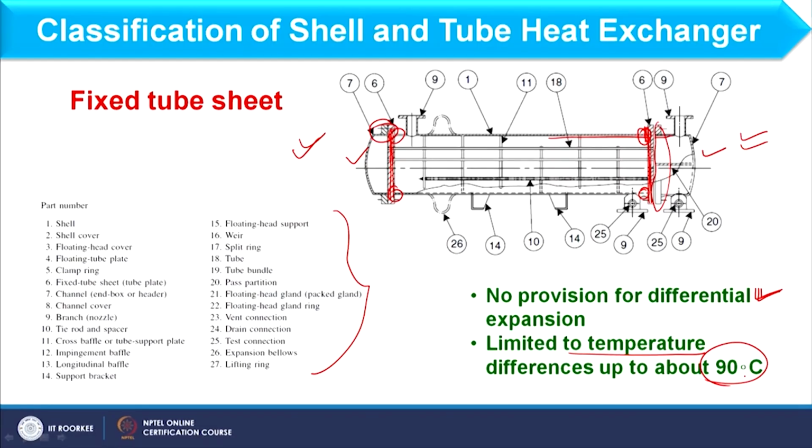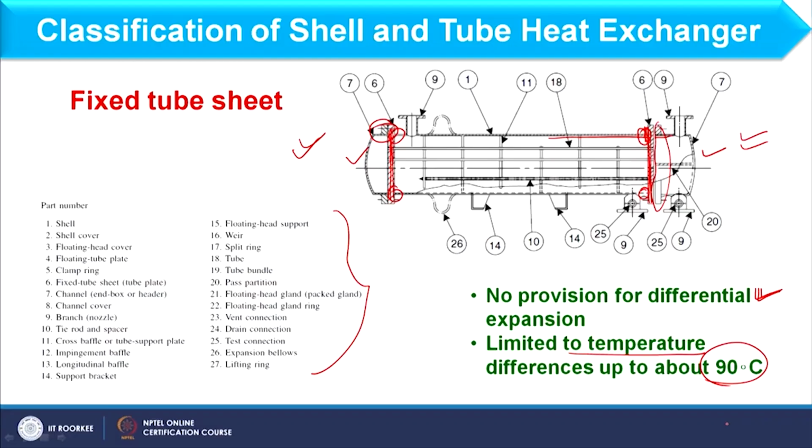Now if I ask you what is the advantage of this, because obviously there must be some advantage, since it is being used in industries. The advantage is, it is very cheap in comparison to other shell and tube heat exchangers, which we are going to discuss in subsequent slides. So you see, the advantage is in terms of cost, the disadvantage is in terms of utility, right. This limitation of fixed tube sheet can be addressed in the next shell and tube heat exchanger, which we consider as the U-tube heat exchanger, okay. This is the U-tube heat exchanger.